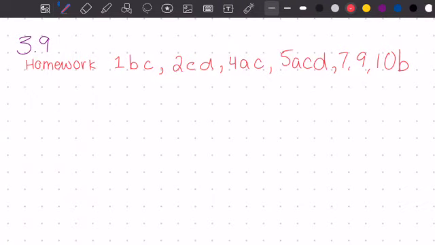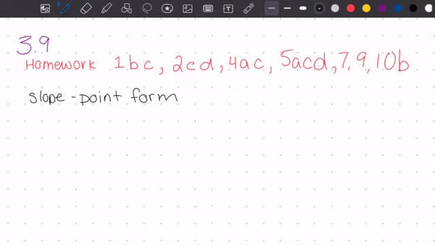Okay, so the only difference or thing that we need to know is some of the questions ask us to use this thing called slope point form. All of these forms do serve a different purpose.